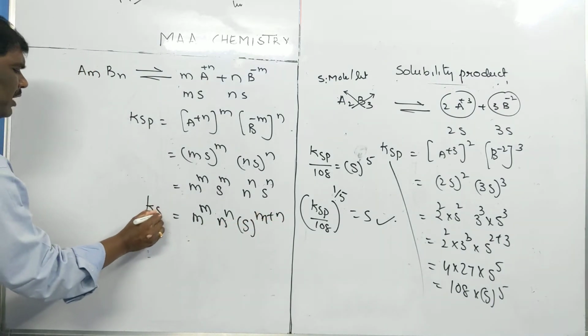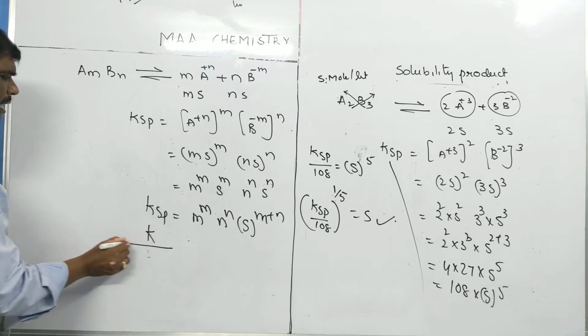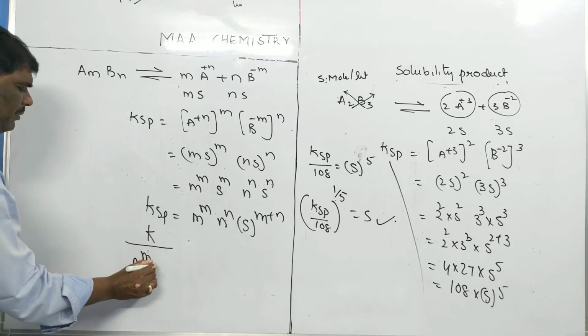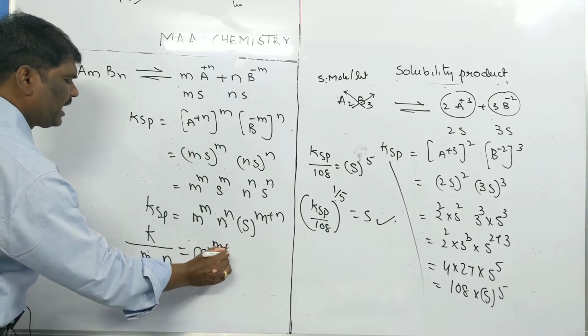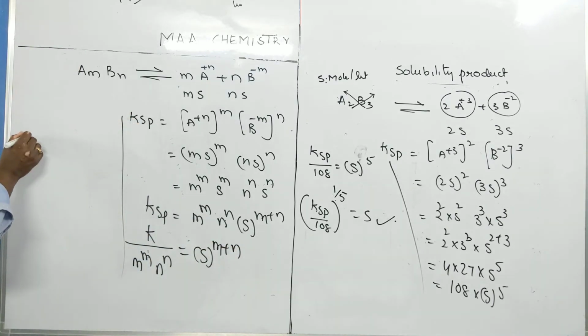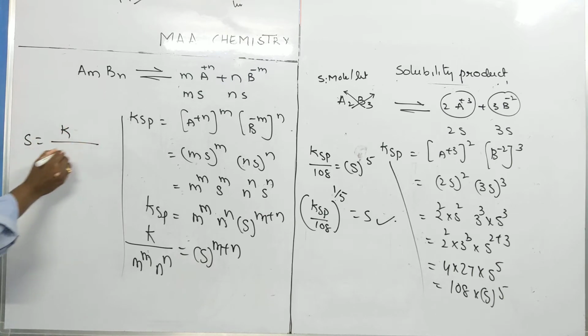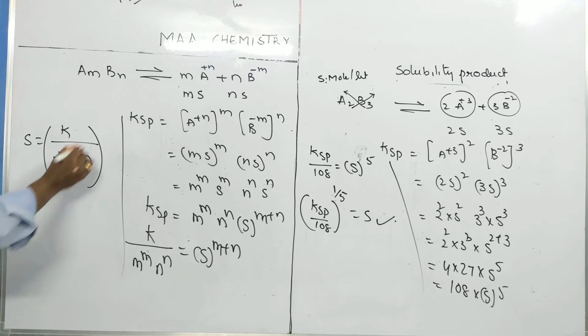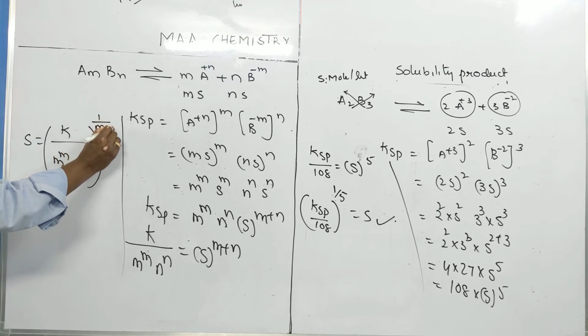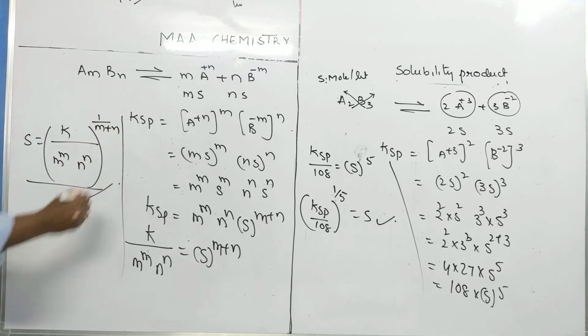Now can you calculate what is the S value? So K by M power M, N power N is equal to S power M plus N. Then S is equal to K by M power M, N power N whole power 1 by M plus N. Thus the solubility is found.